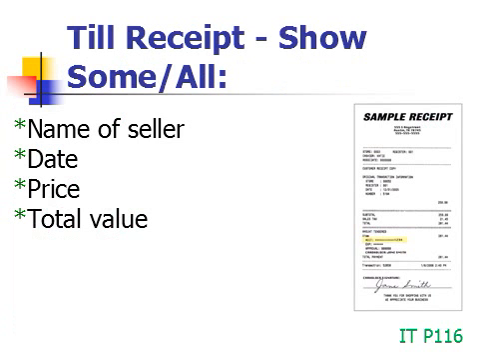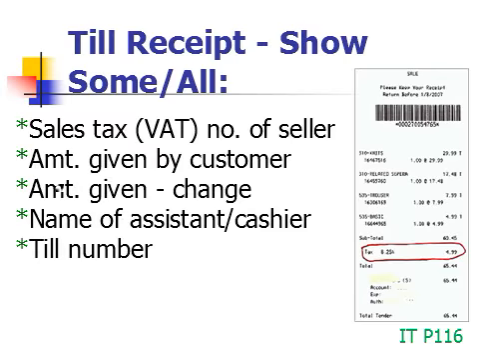A till receipt will show some of, or all of the following: the name of the seller, the date of the transaction, the price of each of the items bought, the total value of the items bought, the sales tax, VAT, registration number of the seller, if the seller is a VAT vendor, the amount given by the customer, the amount given to the customer as change, the name of the assistant or cashier, and the till number.